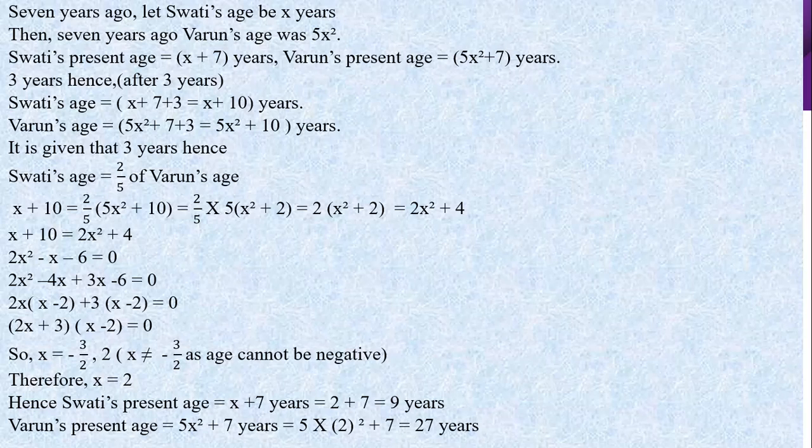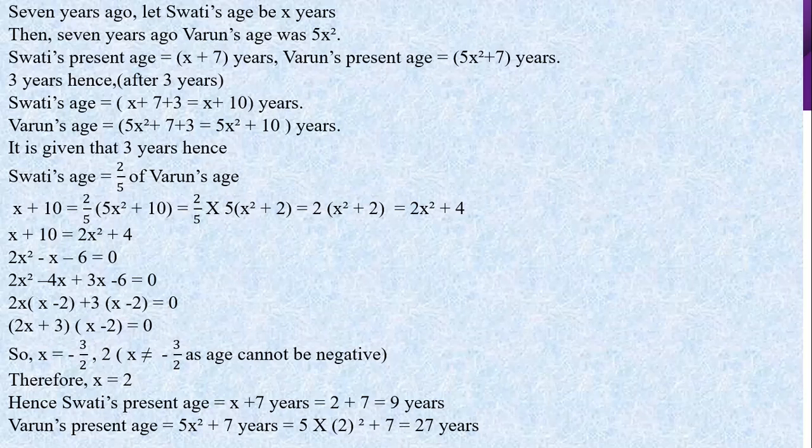It is given that after 3 years, Swati's age will be equal to 2/5 of Varun's age. So Swati's age x plus 10 equals 2 by 5 into Varun's age, 5x square plus 10. Now taking 5 as common factor on right hand side, we get 2 by 5 into 5 in the bracket into x square plus 2. So cancelling 5 in the numerator and denominator, we get 2x square plus 4. So x plus 10 equals 2x square plus 4. After simplifying, we get 2x square minus x minus 6 equal to 0, which is a quadratic equation.